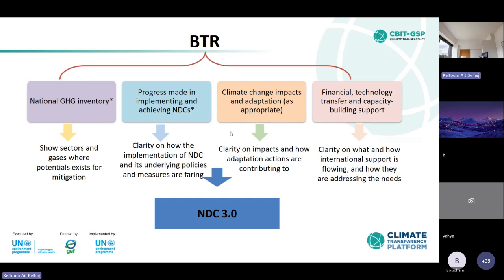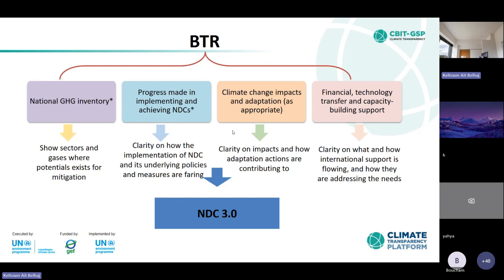All right, so how the BTR can help the NDC 3.0 preparation. Actually, the BTR is bringing together all the key elements that you may need to inform your NDC 3.0. For example, it provides clarity on the 4 main aspects. When we talk about GHG inventory, it shows where emission reduction potential exists. So we will know where we can reduce our GHG emissions.